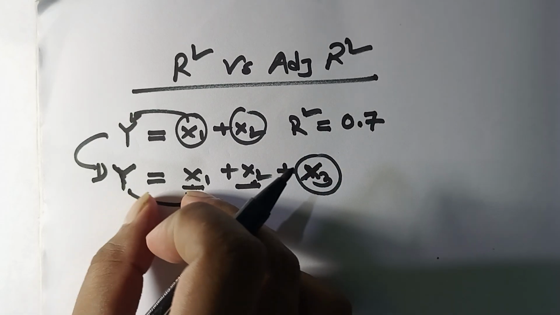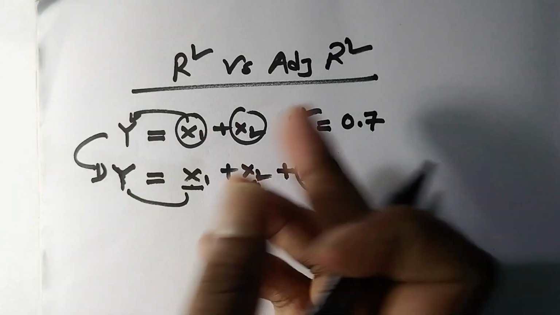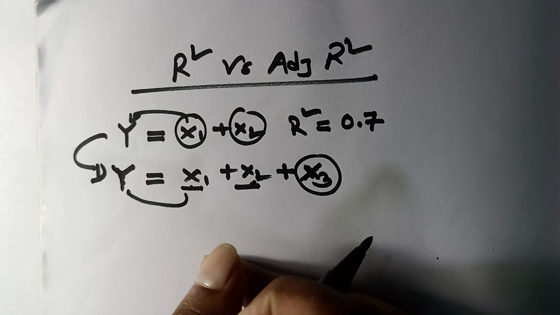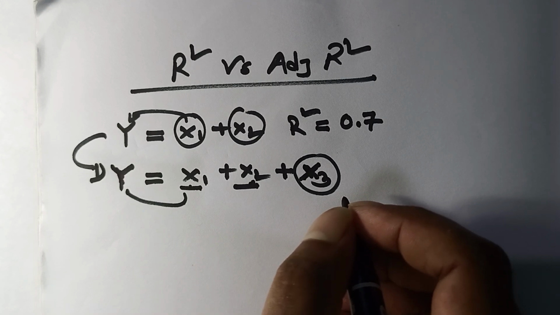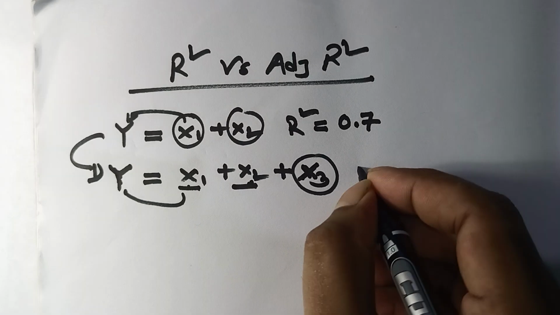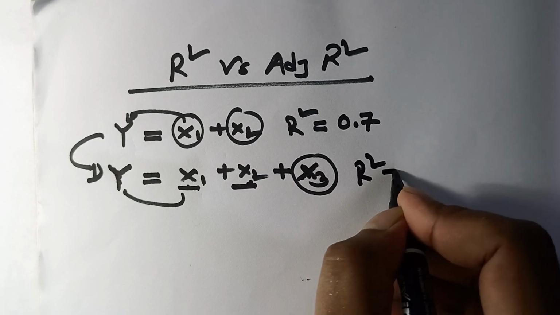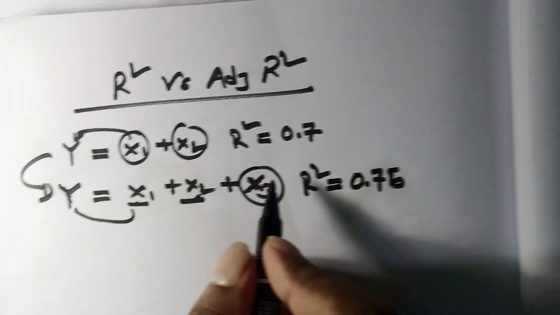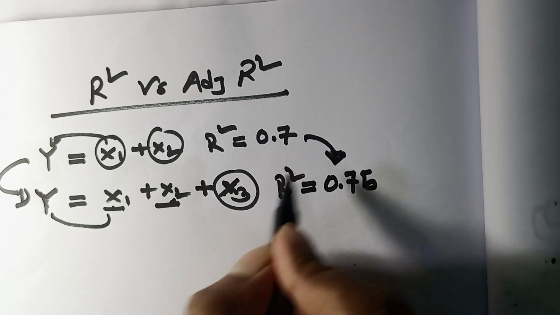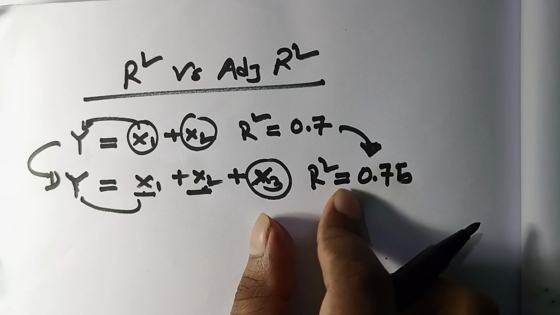So if I add this variable inside our regression model, I hope you understand what exactly R square is: goodness of fit, which explains how well a model fits. The higher the value, the higher the fit. In this particular case, suppose the R square value is 0.75. See, it slightly changes the R square value. It says that the model is better.